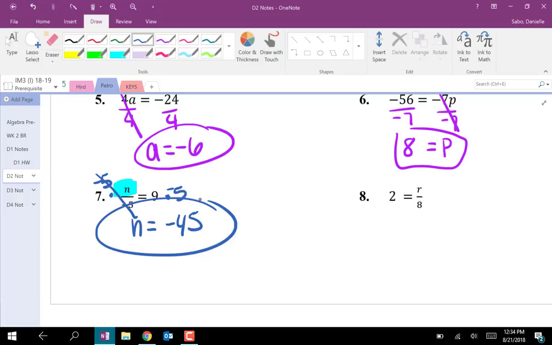Doing it. Yay! Good. Great. Thank you, everyone. Okay. All you have to do is multiply by 8 on both sides, which gets you 16.